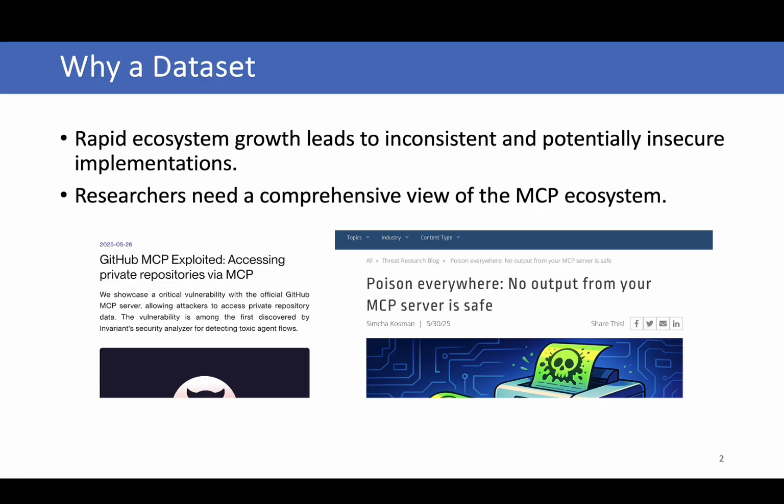However, with MCP's rapid adoption, we are seeing a growing number of fragmented and loosely implemented MCP services. So naturally, we ask, can we understand this evolving ecosystem in a structured and scalable way? This question motivated the creation of MCP Corpus.